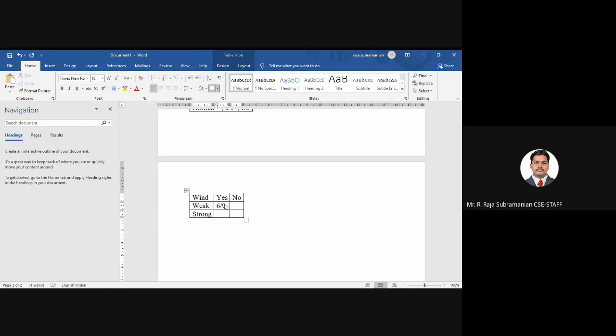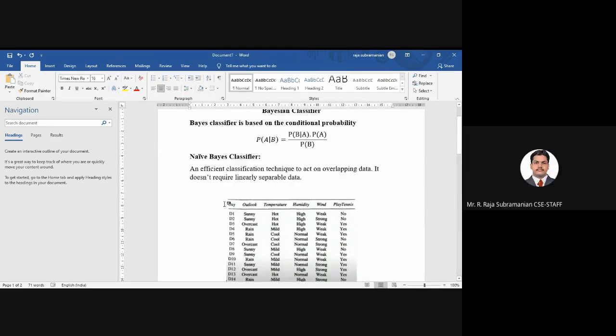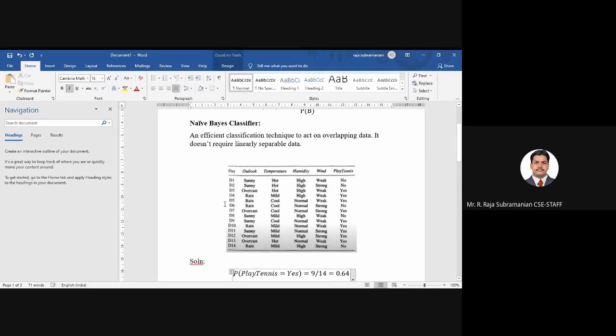6 divided by 9 I have. And how many no will be there for weak? I'll show the table. The table is there here. How many weak says no? 2 by 5, sir. 2 by 5. Okay. So I'll put 2 by 5.